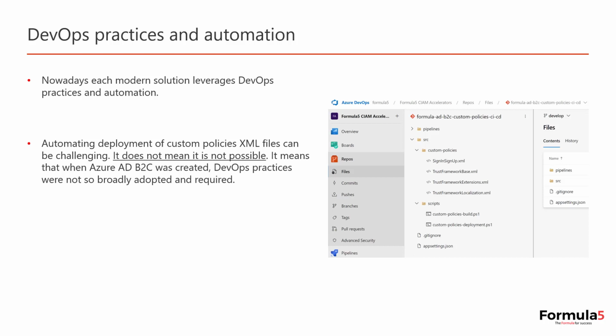So, when it comes to deployment of custom policies or automation for Azure AD B2C, it can be challenging and it requires specialized knowledge. But still, it's possible. We can also automate deployment of those XML files, which are custom policies, and then we can deploy them to different tenants, like development tenant or production tenant.